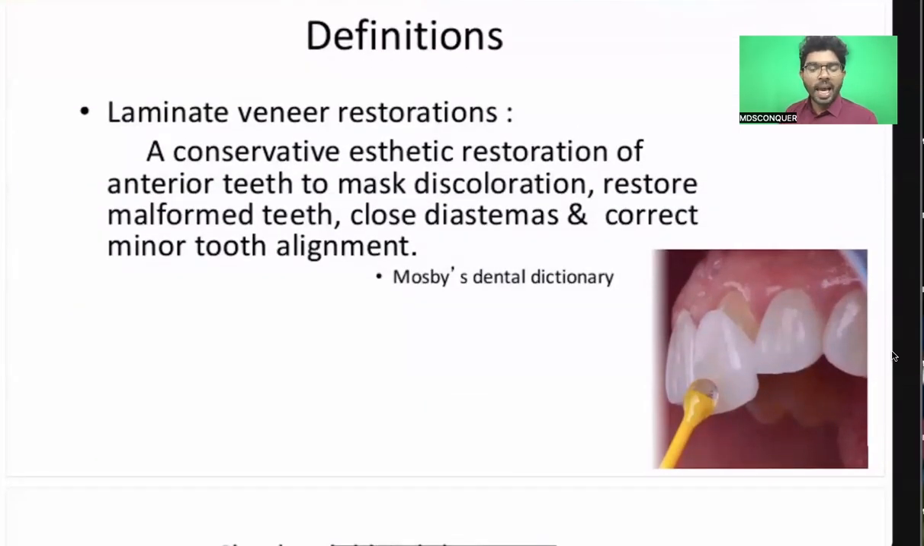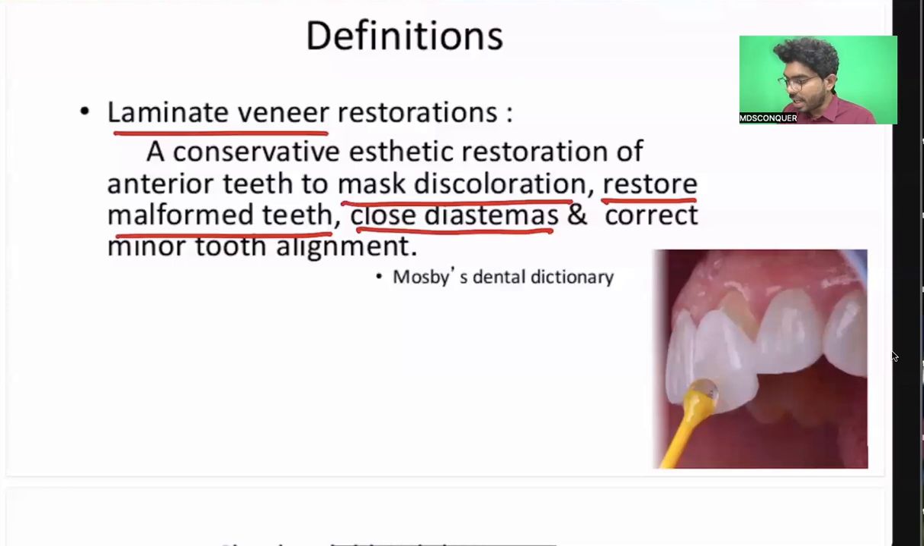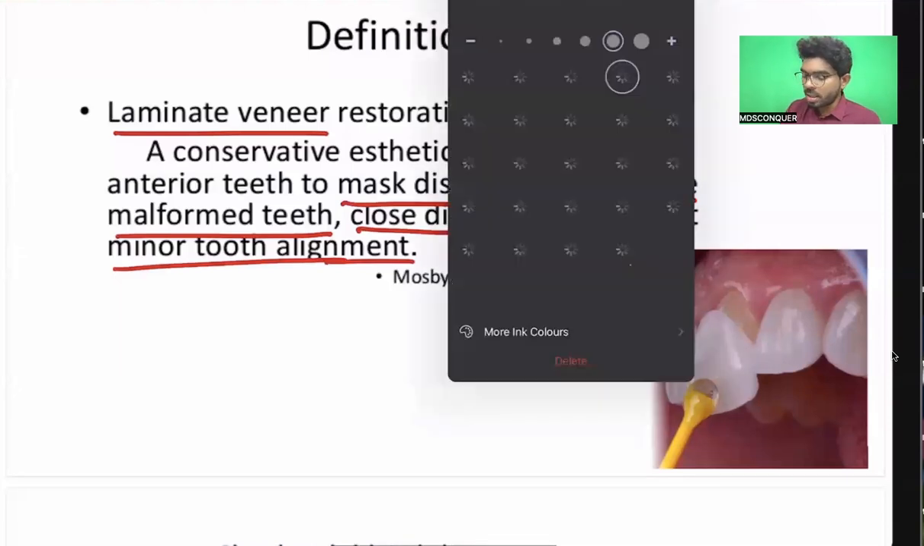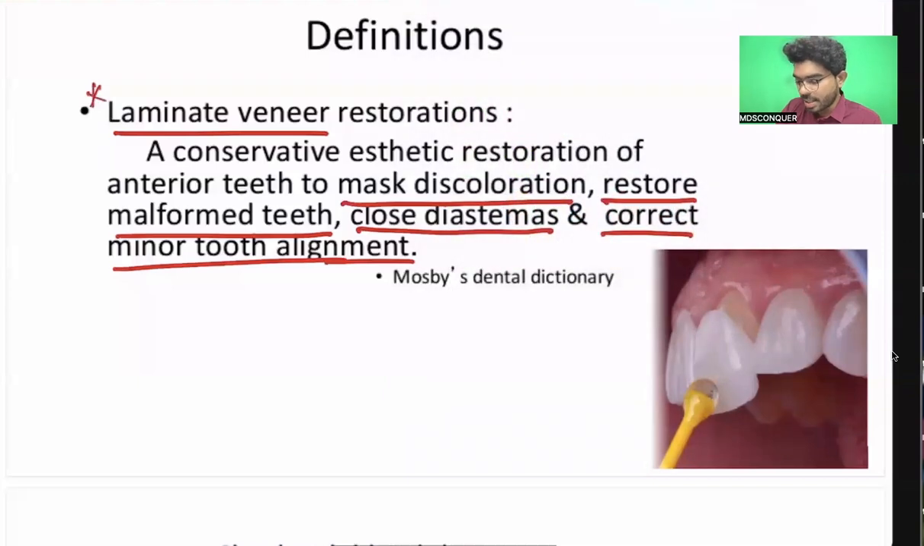Next, the definition of laminate veneer. A conservative aesthetic restoration of anterior teeth that is basically used to mask discoloration, restore malaligned teeth, close the midline diastema, and correct minor tooth malalignment. This is from the Mosby dictionary. Very, very important, as nowadays they are asking such questions in the examination. So laminate veneer definition: a conservative aesthetic preparation masking the discoloration, restoring malaligned teeth, making minor tooth corrections, and closing the midline diastema.